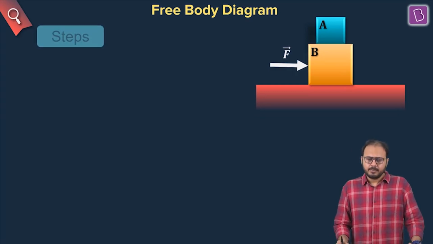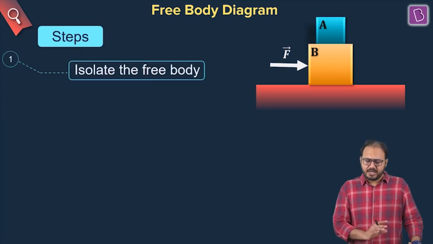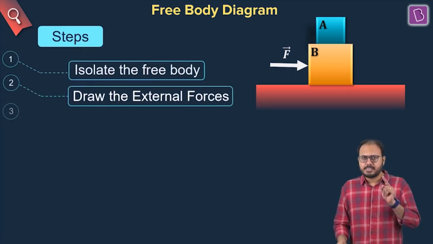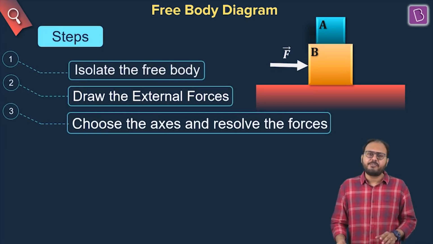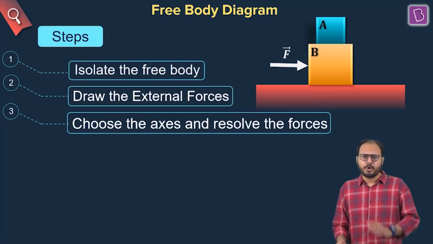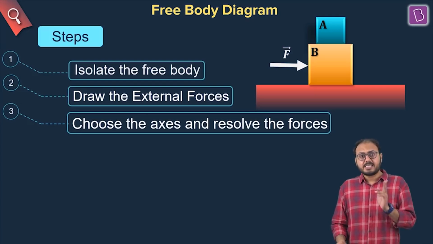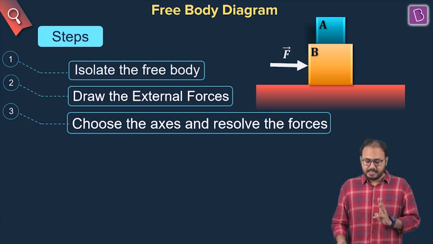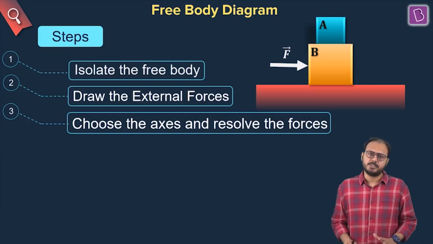What are the general steps to draw FBD? Step 1. Isolate the free body which you're talking about, whichever body. Second, draw the external forces acting on it. And third, choose the axes and resolve the forces.